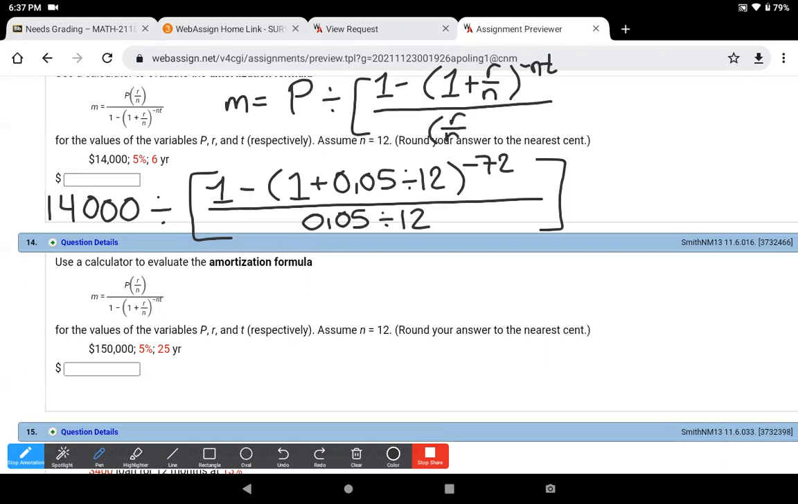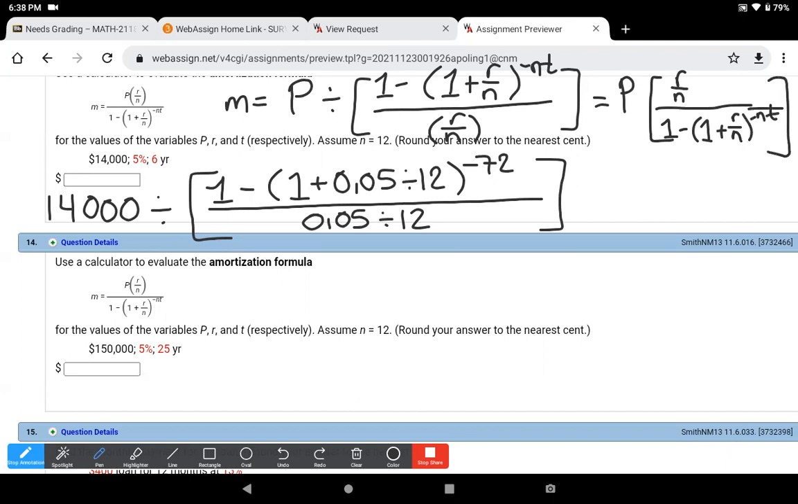What they've done is actually clean it up so that they do the keep change flip algorithm, and then they end up with P times R over N divided by 1 minus 1 plus r over n to the negative nt. I figure why flip it on ourselves just to keep the multiplication, right? I'd rather just do the division here. But it's up to you, whichever one you want to fill out. They're going to give us the same answer.